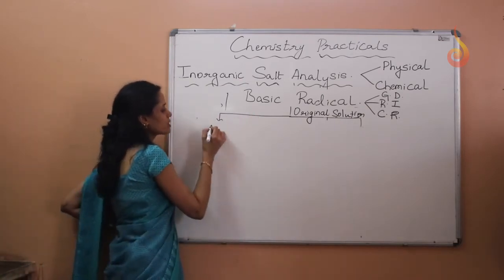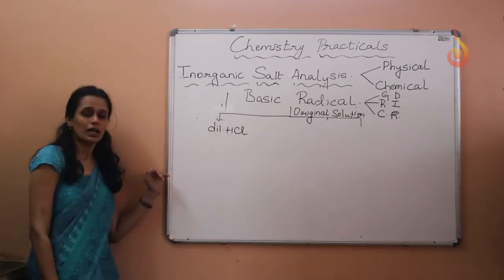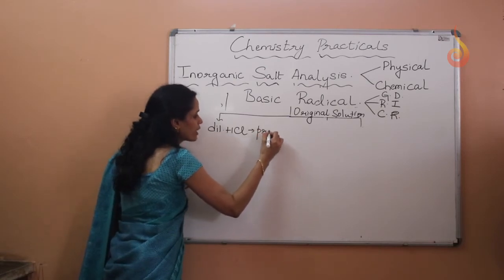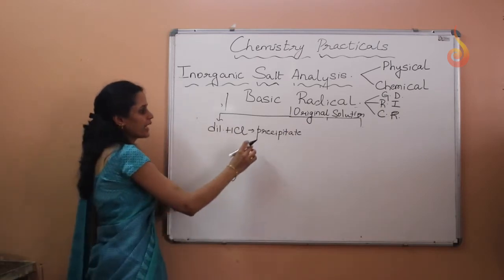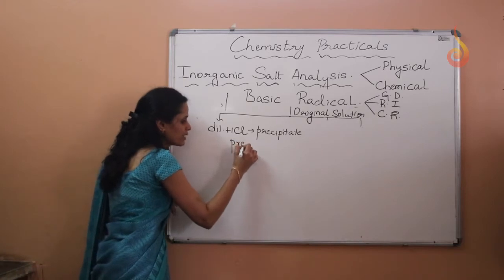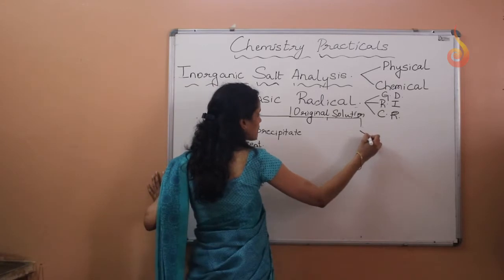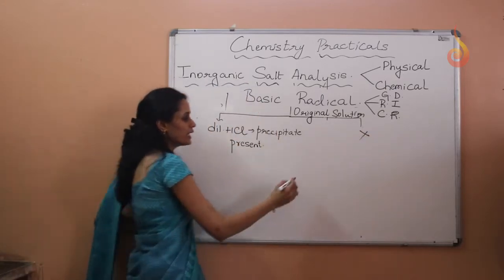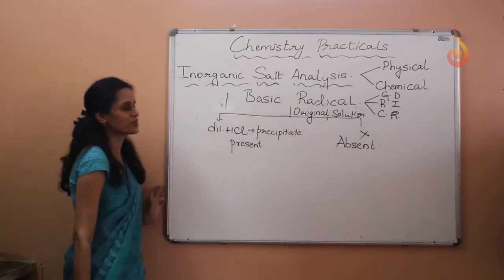Once the original solution is prepared, it is taken in different test tubes. To the original solution, we add dilute HCl. After adding dilute HCl, suppose we observe any precipitate, then first group basic radicals are present. But suppose after adding dilute HCl we don't observe any precipitate, then first group basic radicals are absent.